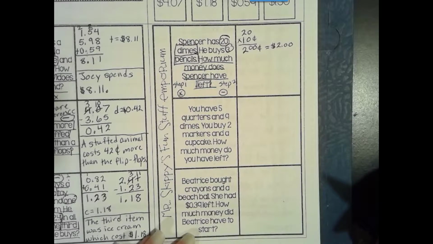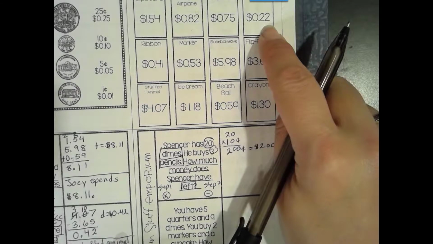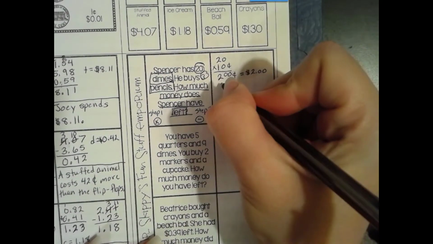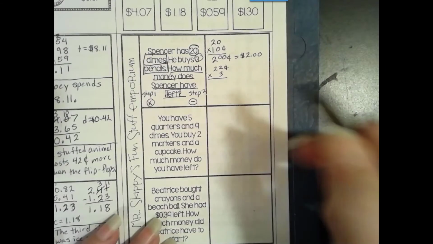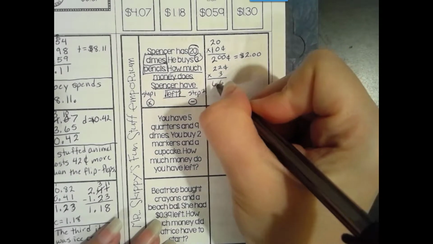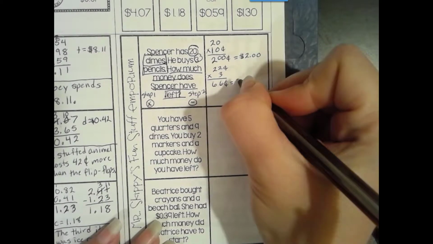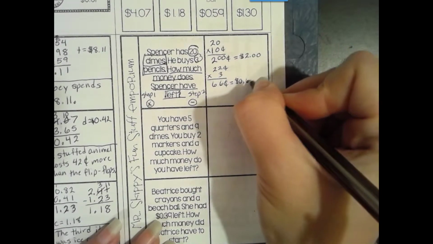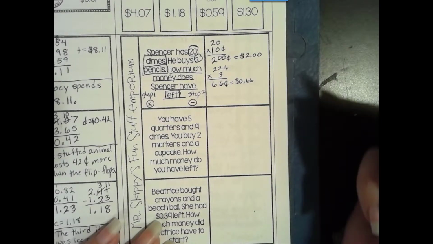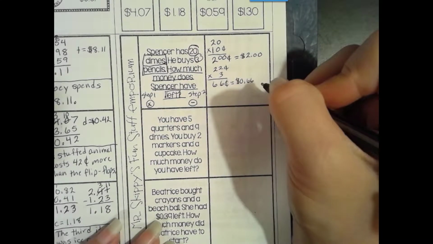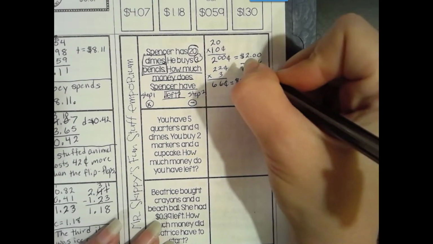And then we need to figure out what 3 pencils are. Well, pencils are 22 cents. So 22 cents times 3. 3 times 2 is 6. 3 times 2 is 6. We get 66 cents. To figure out how much there's left, we need to subtract. So $2 take away our 66 cents.